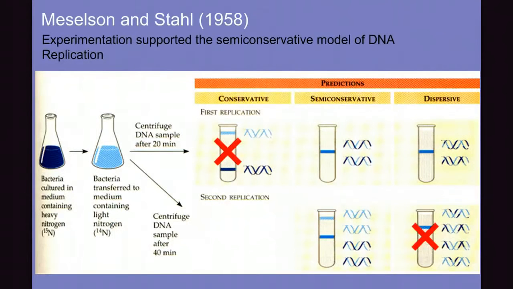In 1958, Meselson and Stahl conducted a series of experiments that supported the semi-conservative model of DNA replication. We'll discuss this experiment in more detail during class. So for now, let's give a 1-minute review of DNA structure and then get into details of replication.